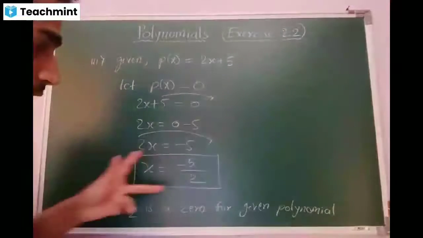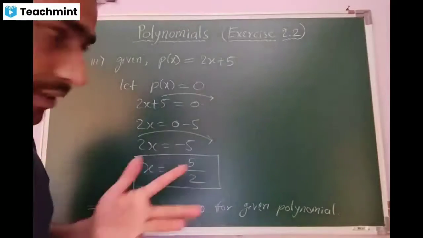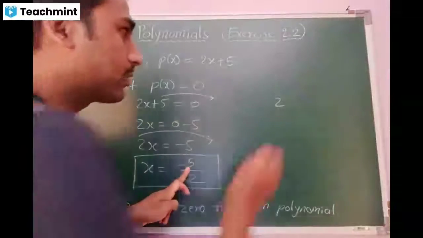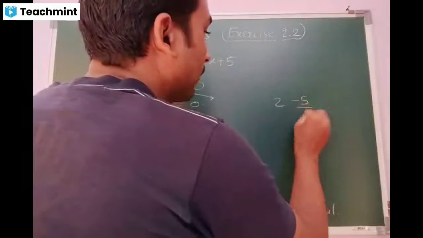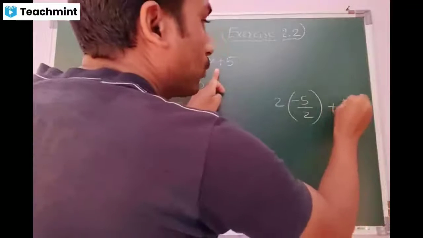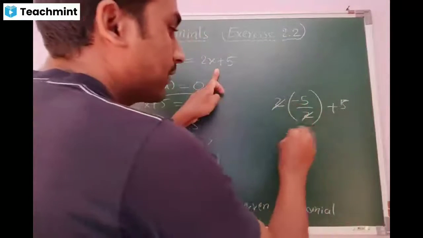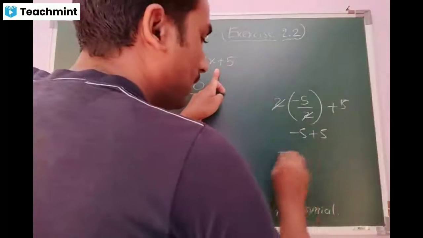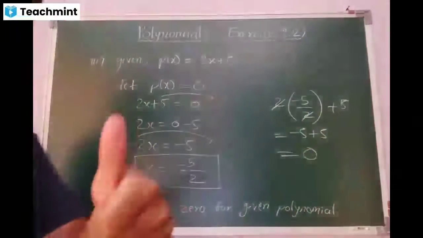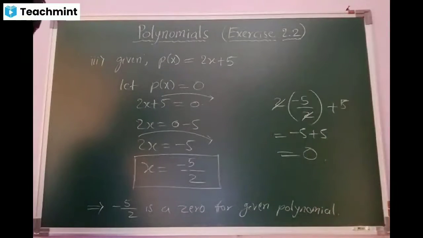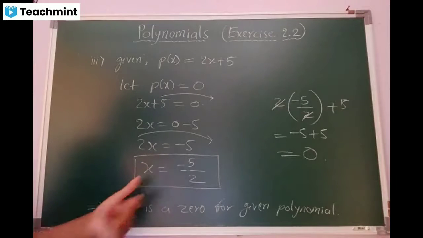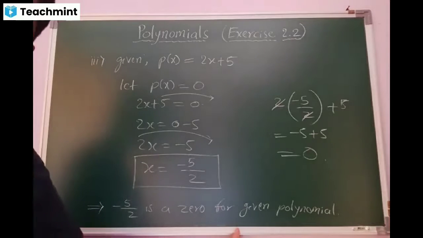Again, beta, we can verify whether it is correct or not. Let us check it out. 2 as it is, beta. In the place of x, I have to write minus 5 by 2, then plus 5. If you try to solve it, 2 and 2 get cancelled, minus 5 plus 5. Again, one is negative, one is positive, you will get 0. Am I right? Yes, sir. So this is the correct answer which we have written as 0 for the polynomial.